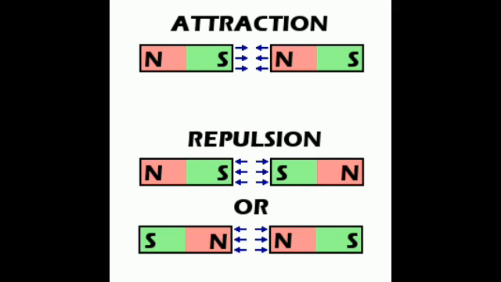Then take that south pole and keep it near the north pole, they also get attracted. Now in another way, let us keep the south pole near the south pole, they both repel each other, and keep the north pole of one magnet near the north pole of the other magnet, that also repels each other. So same poles repel each other, and unlike poles like north and south attract each other.